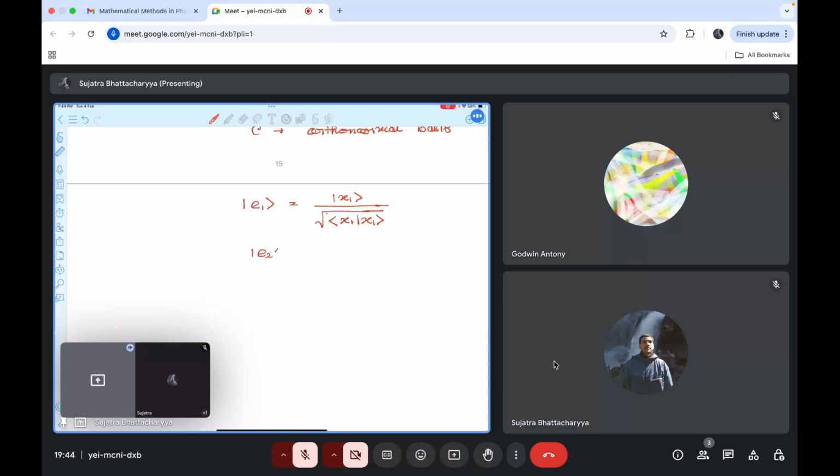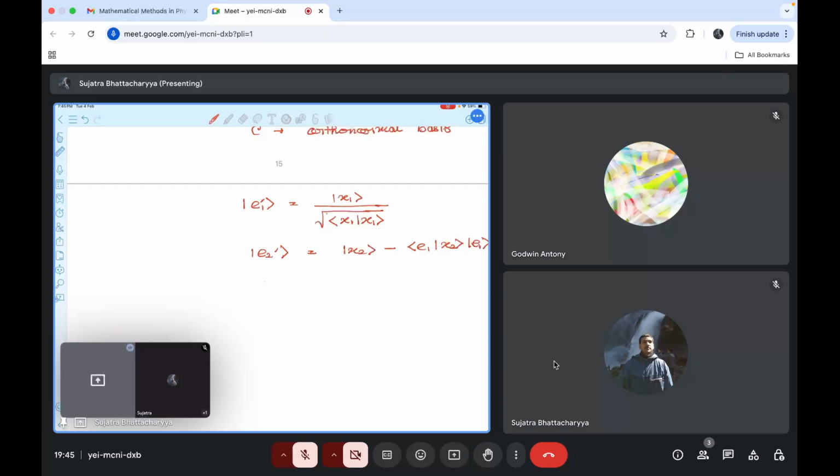Next is E2 dash, the new one. That will be x2 minus the inner product of E1 and x2, times E1. So this is how it is being created. People have observed that through this we can create an orthonormal set of vectors, which will now be called the orthonormal basis. Originally x1, x2, x3 are some basis. Now the new basis will be formed using this.